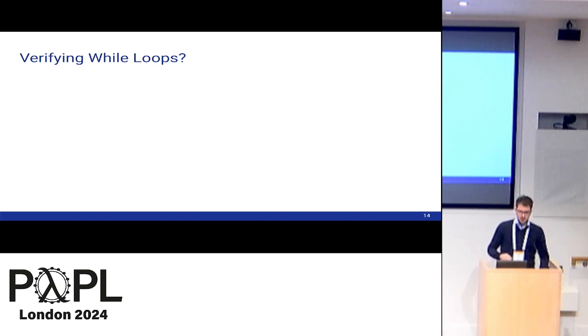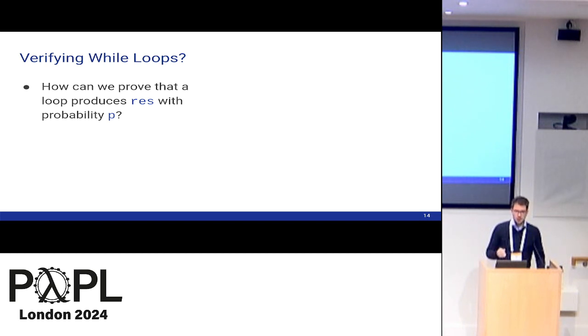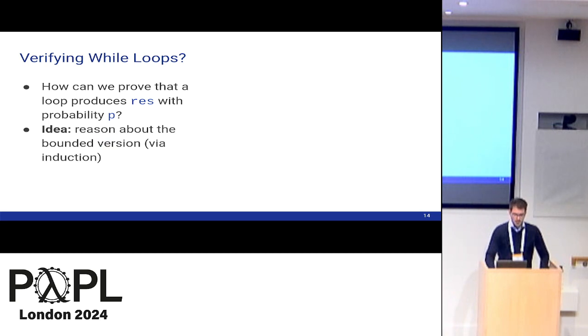So this shows how to implement the while loop, but how can we actually reason about the probabilities arising from it? So how can we prove that the loop produces a result with a probability p? And the idea is, again, to reason about the bounded version first, where you can just use induction, and then take the limit as fuel tends to infinity.